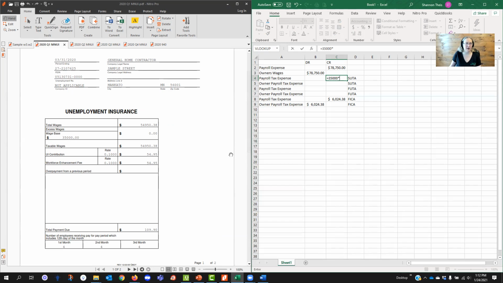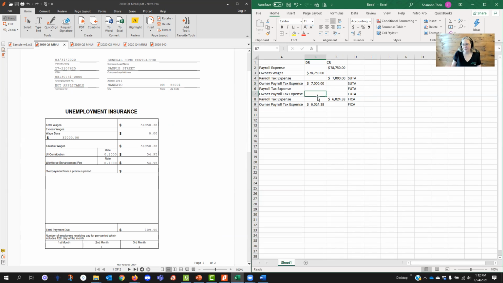And this will also tell you what their tax rate was. And in this case, it's 0.1 plus 0.1%, so 0.2%. And we'll throw that number here. So we're reducing the payroll tax expense in the books and increasing the owner payroll tax expense. And we have to do the same thing for FUTA.